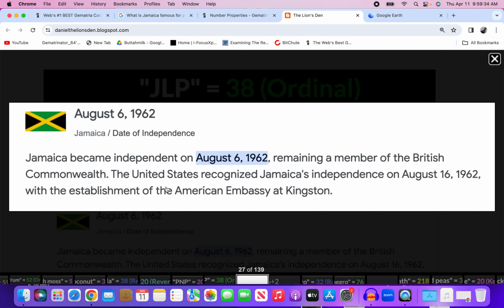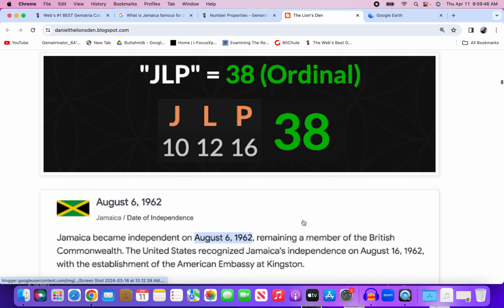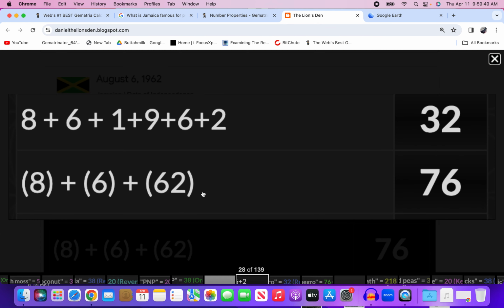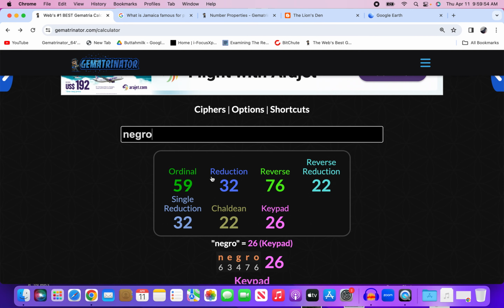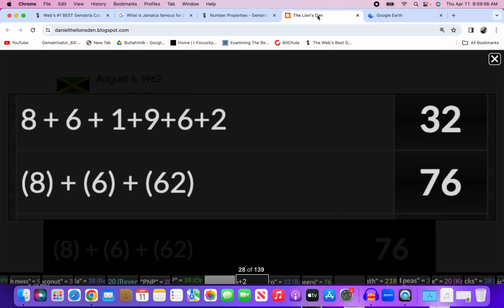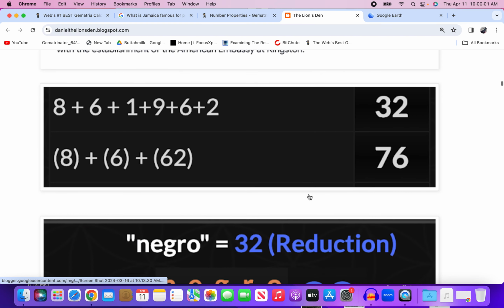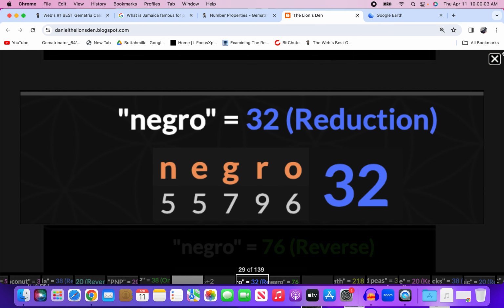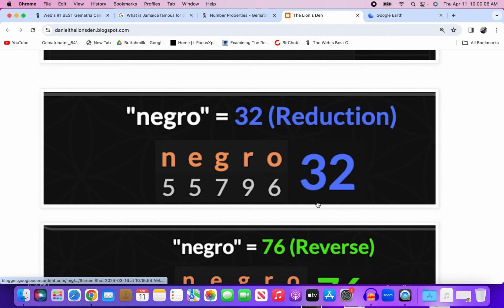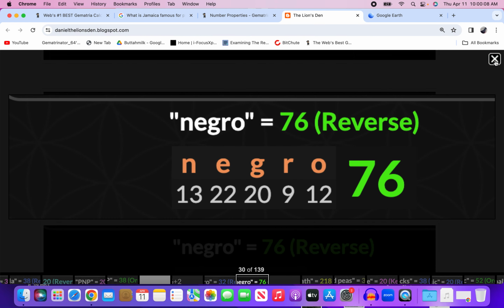And Jamaica became independent on August 6, 1962. America recognized independence on August 16th. And August 6th, very interesting date. And why? Because it's got this date numerology, 32 and 76, just like Negro, 32 and 76. So I thought that was interesting. And yeah, Negro 32, Negro 76.